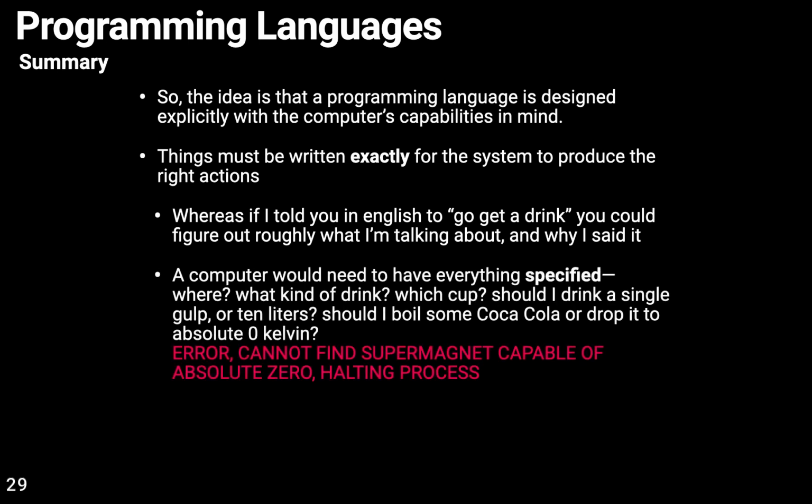A computer would flip out, right? It would have to have everything specified. Where do I get the drink? What kind of drink? Which cup? Should I drink a single gulp or 10 liters? Do I boil Coca-Cola or drop it at 0 Kelvin? Ah, I can't find a super magnet.